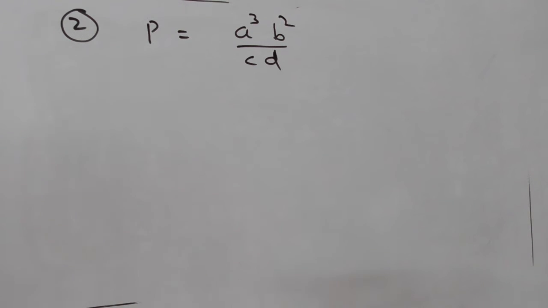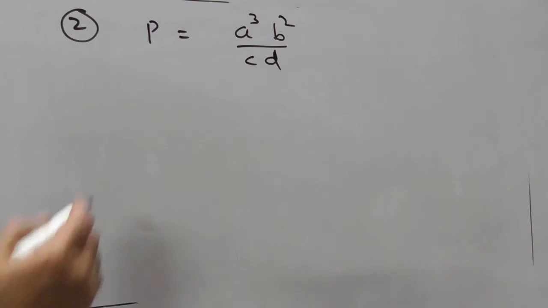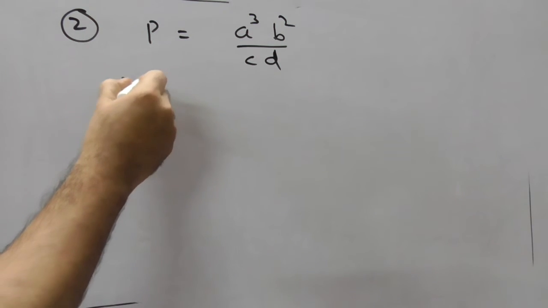Question number 2. The given relation is P equals A cube B square by C D. The percentage errors are given, and the required one is the percentage error in P. Just apply the direct concept here.